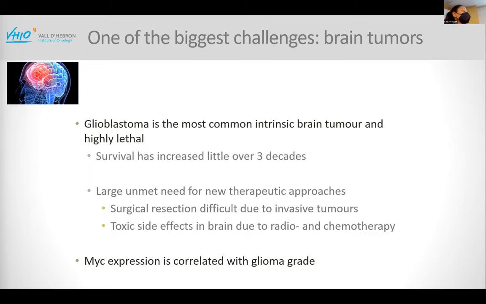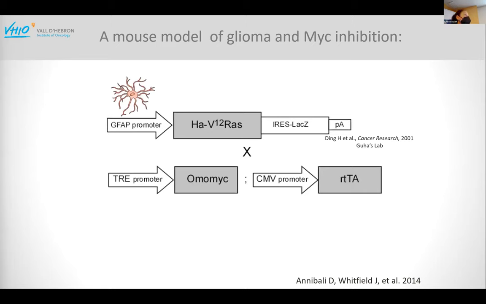By that time, I was trying to work on tumor samples from the hospital, and I got involved in a project regarding brain tumors, in particular in collaboration with Joan Seoane. I had started working on glioblastoma. There was a rationale for this because MYC expression is correlated with glioma grade, so we thought that this was a tumor worth looking at. I was working with a transgenic model in which mutated HRAS was driven by the GFAP promoter, so under an astrocytic specific promoter. And so I crossed this with our Omomyc mouse.